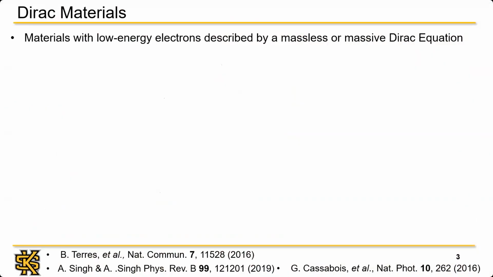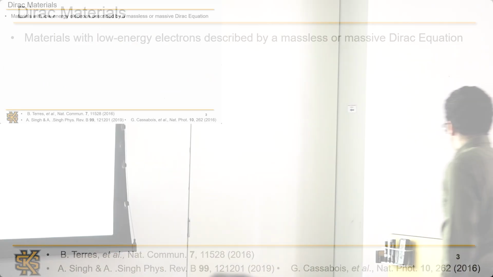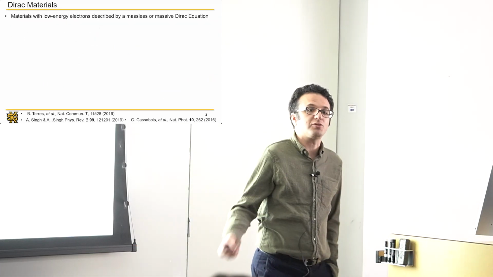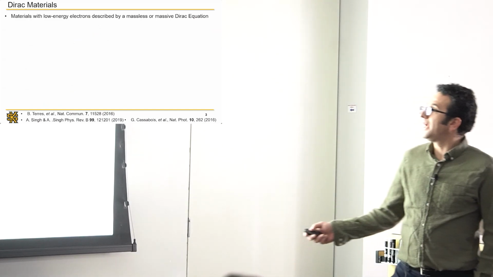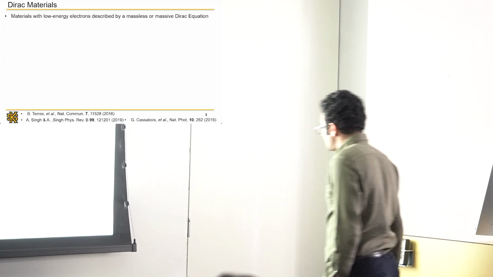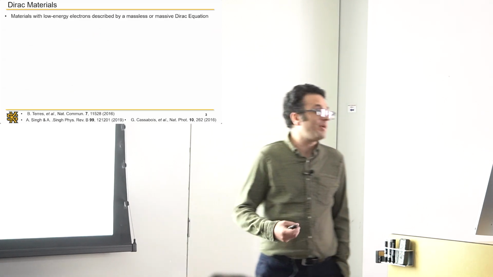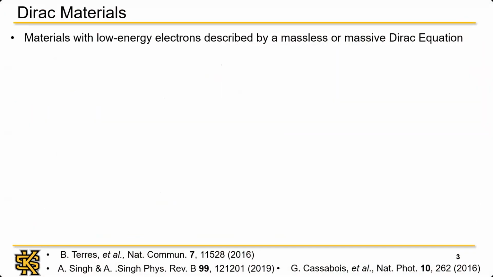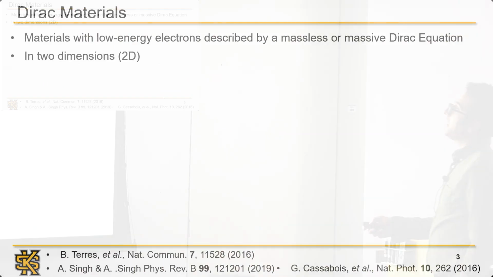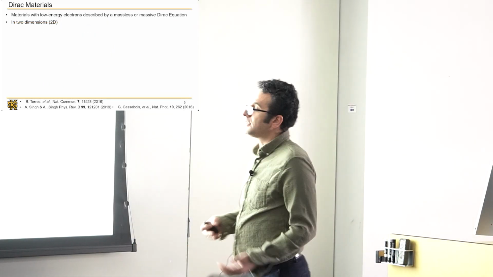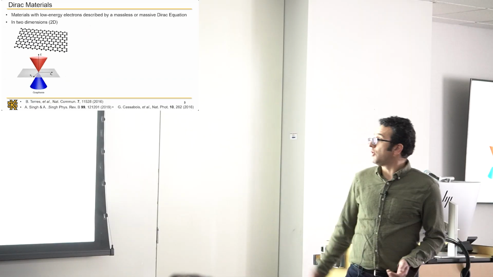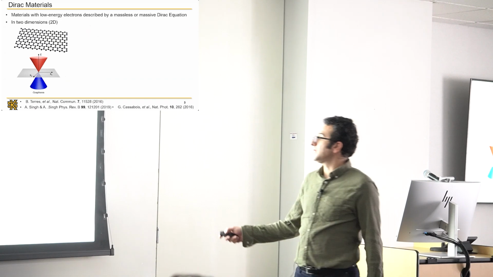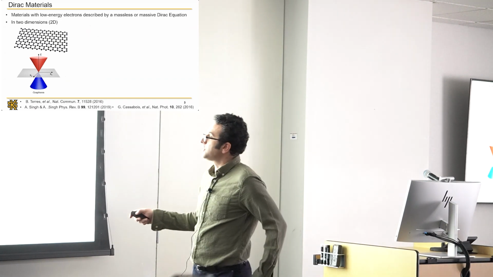Any material that has low energy quasi-particle excitations, basically quasi-electrons, because in materials we do not have real electrons, we have quasi-electrons, right? Any material that has low energy electrons that are described either by a massless or a massive Dirac equation, we call it a Dirac-like material or a Dirac material. These materials usually are present in 2 dimensions or in 3 dimensions. In 2 dimensions, we have the famous example of graphene. This was the first 2-dimensional material that was achieved.